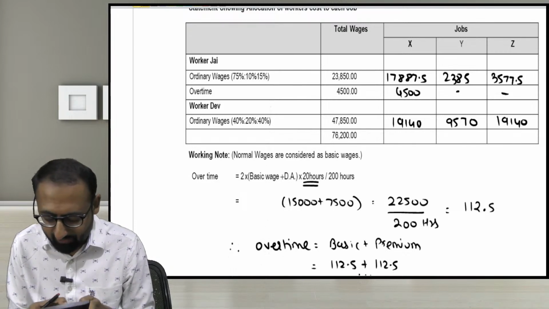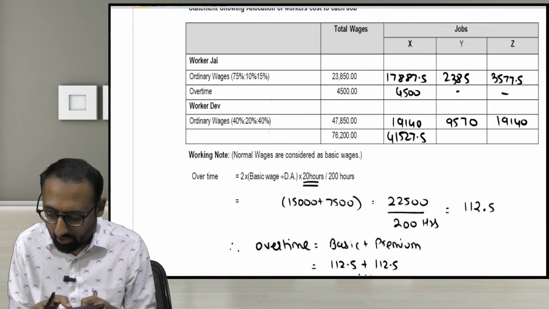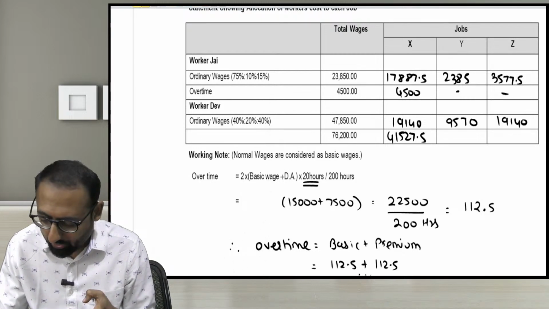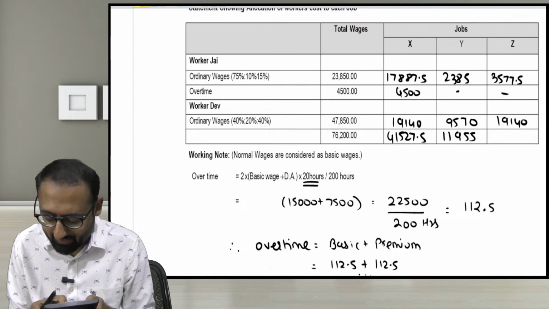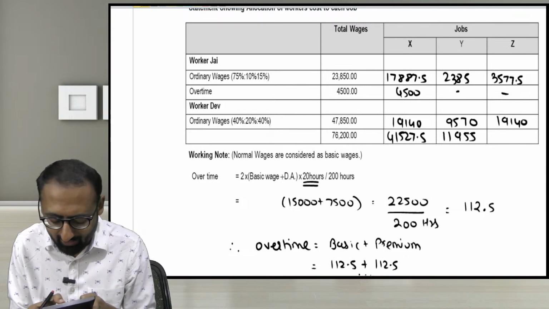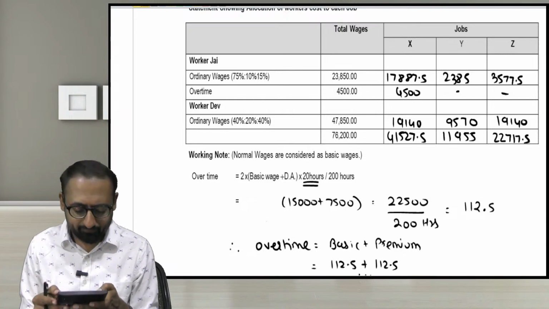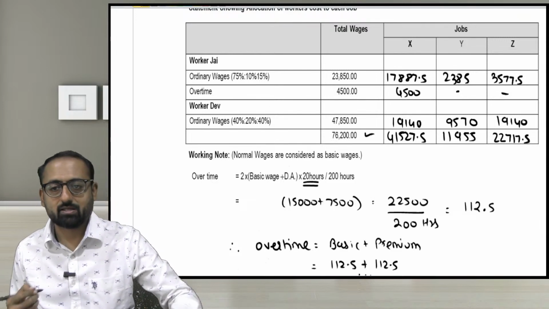Now if you take the total, 17,887.5 plus 4,500 plus 19,140, so 41,527.5 will be allocated to X. 2,385 plus 9,570 will be allocated to Y. 11,955. 3,577.5 plus 19,140, 22,717.5 will be allocated to job number Z. If I take a grand total, 76,200. Yes, my answer is absolutely correct.